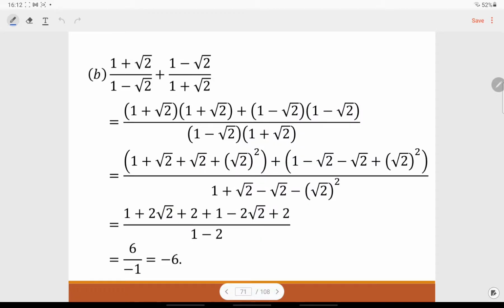Next, almost the same question, but this time we have two fractions with an addition operation. So how to solve this problem? Because we have two fractions with addition operation, we just simply use the ordinary addition of fractions. Because we have different denominators, we need to come out with a similar denominator in order to proceed. So we multiply this side with 1 plus sub 2 and we multiply this side with 1 minus sub 2.